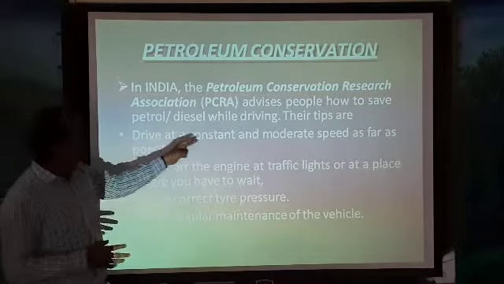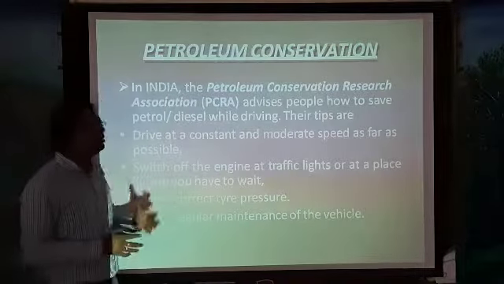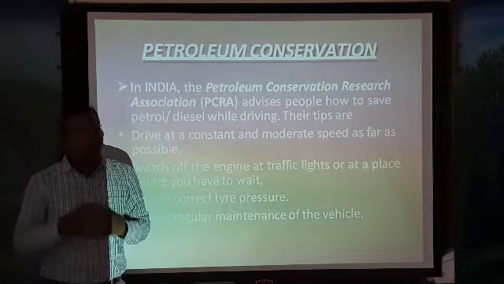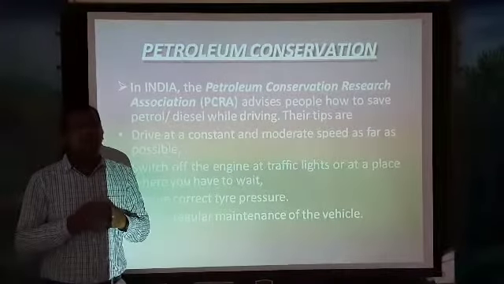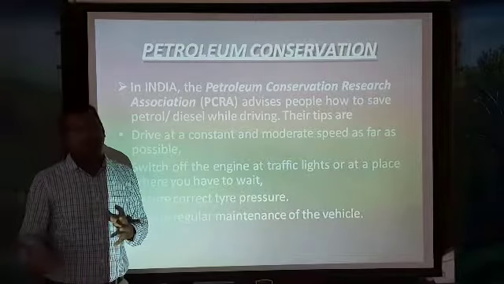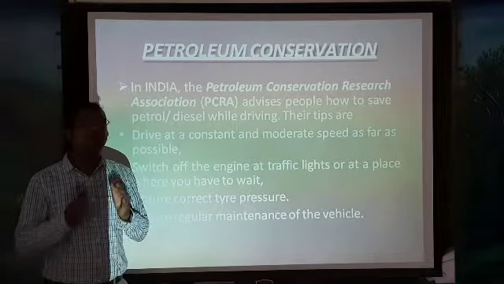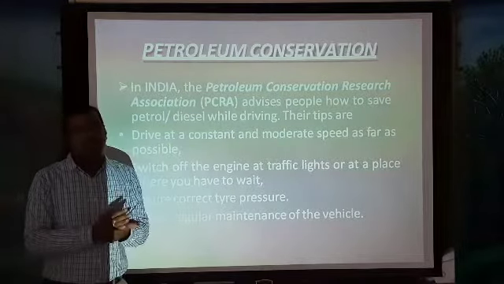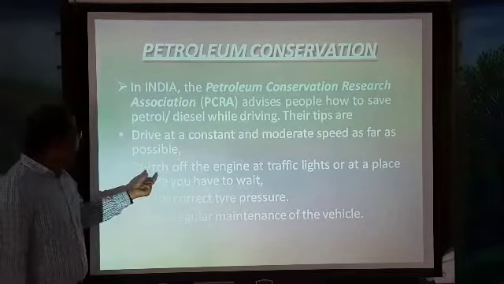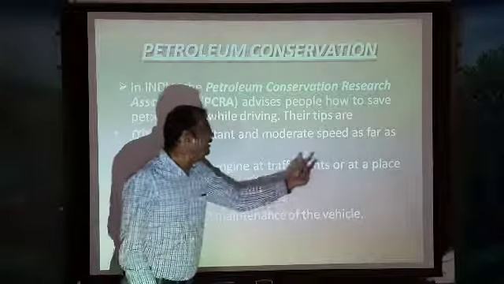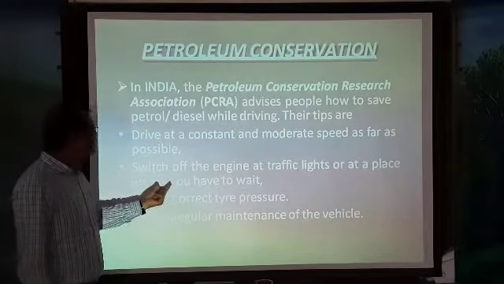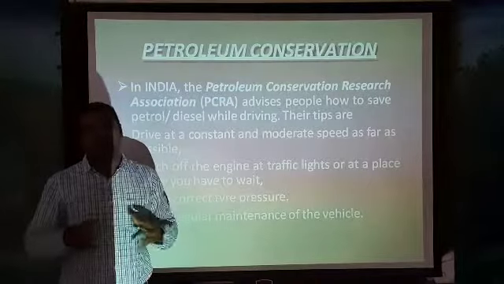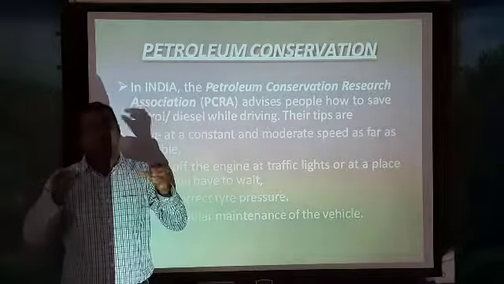Drive at a constant and moderate speed as far as possible. Whenever you are riding your bike, car or any other vehicle, you should not go too fast or too slow. You have to go at a moderate speed, so that you can save some amount of petroleum. The next one: switch off the engine at traffic lights and at places where you have to wait. For example, in metropolitan cities there are a number of traffic signals, and there you have to stop your vehicle.